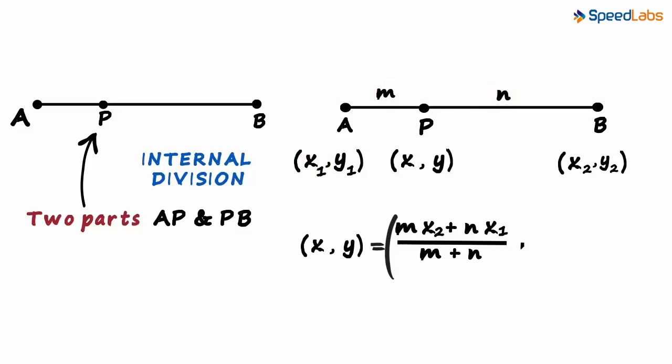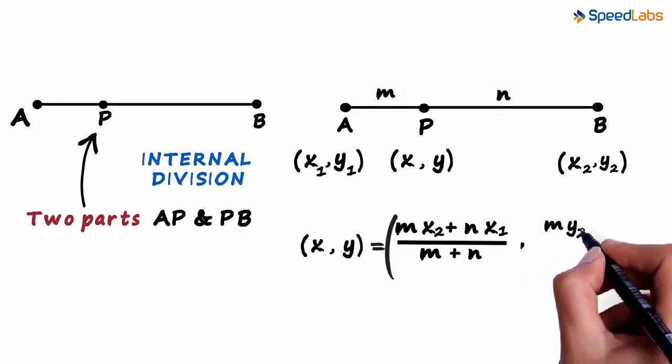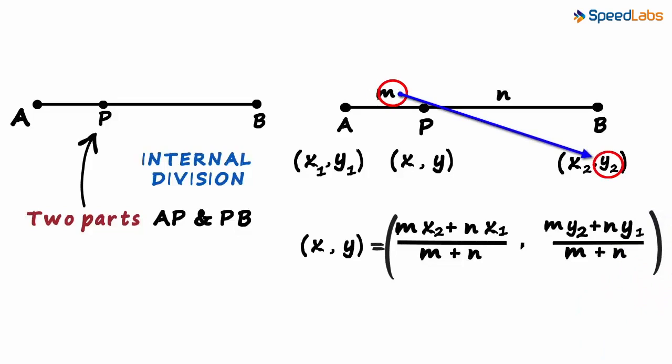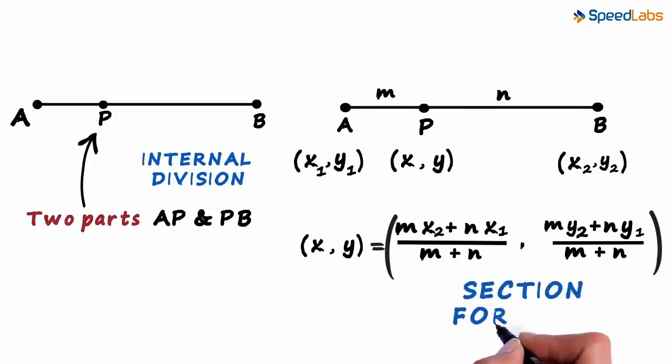Similarly, the y coordinate will equal m multiplied by y2, the y coordinate of this point, plus n multiplied by y1, the y coordinate of this point. And just as we did for the x coordinate, we divide the whole thing by the sum of m and n. We go across here, this multiplied by this plus this multiplied by this divided by the sum of m and n. This is called the section formula for internal division.